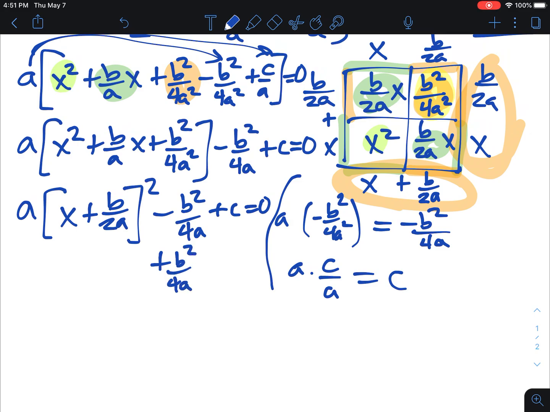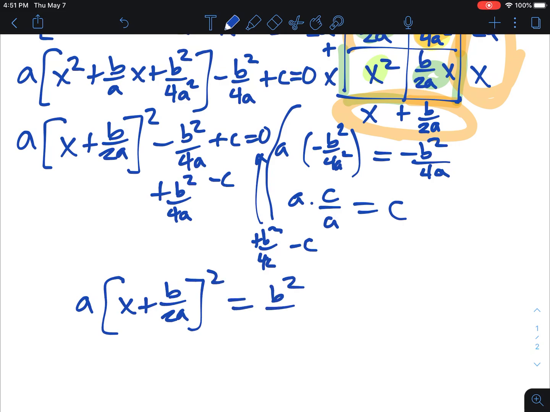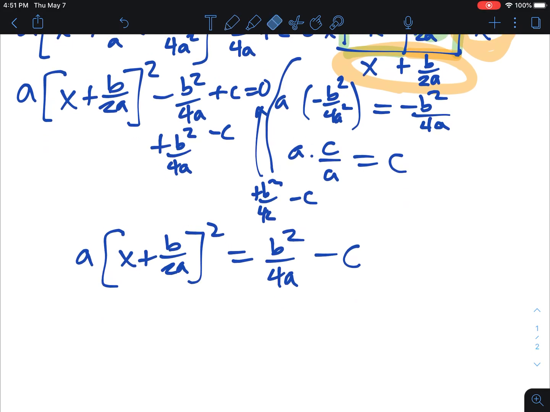Let's move over some pieces. So let's add the b squared over 4a, and let's subtract the c. And over to the 0, same thing, plus b squared over 4a minus c. So we get a, parentheses, or square brackets, doesn't matter, x plus b over 2a squared equals b squared over 4a minus c. Wow, this is exciting.